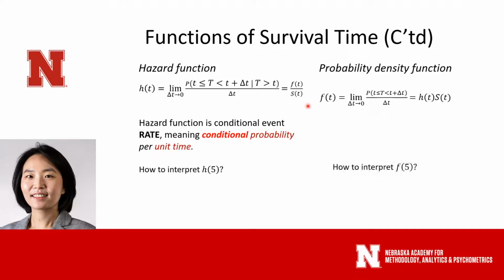So here are some examples. Say you are interested in the hazard function at day 5. When you interpret this, it's the probability of an event occurring at day 5, given that the event had not occurred until day 5. And what about the probability density? It's the probability of an event occurring at day 5. So the hazard function is a conditional event rate, whereas the probability density function is an unconditional event rate.